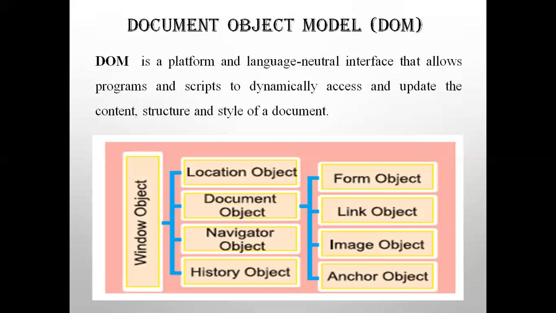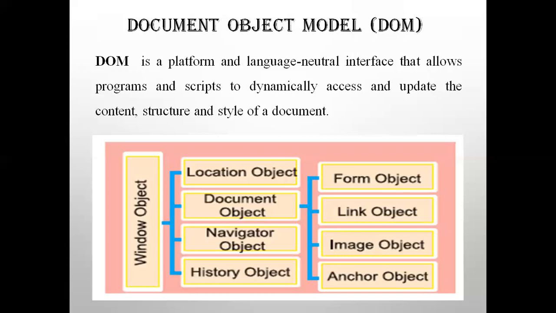The way in which the HTML document content is accessed and modified is called the HTML DOM, Document Object Model. How is the structure of the document? How is it accessed? How is it modified? That way, it is a programming interface for HTML documents.